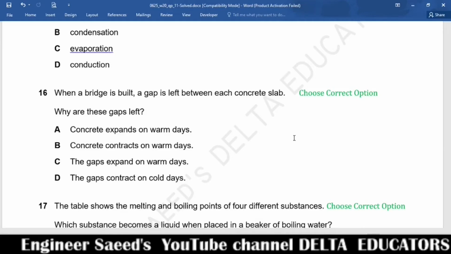When we heat any object, it expands. So in the warm days, the concrete slab also expands. So we have to keep the gaps in between the concrete slabs to allow a margin for the expansion of these concrete slabs. So here the correct answer is option A, concrete expands on the warm days.